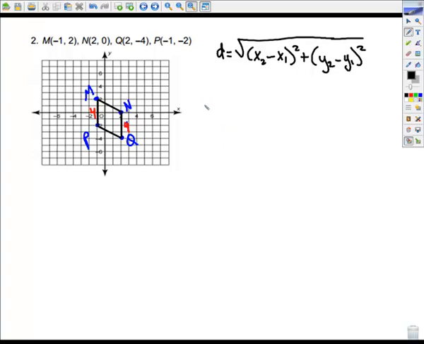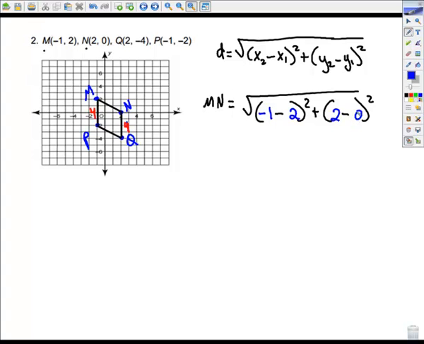So right now I want the distance from M to N. And this is how I show that I'm looking for the distance. Well, my M and N coordinates are nicely put up here for me, so I'll just fill in the blanks. Remember I talked before about making ourselves a little template. So my x's are -1 and 2, so -1 minus 2. And our y's are 2 and 0, so 2 minus 0.